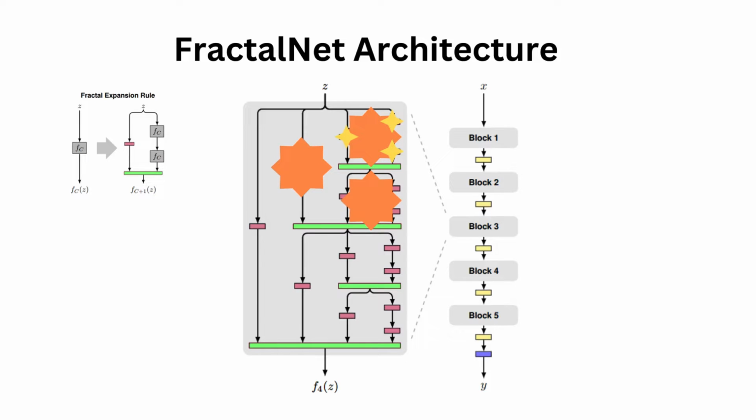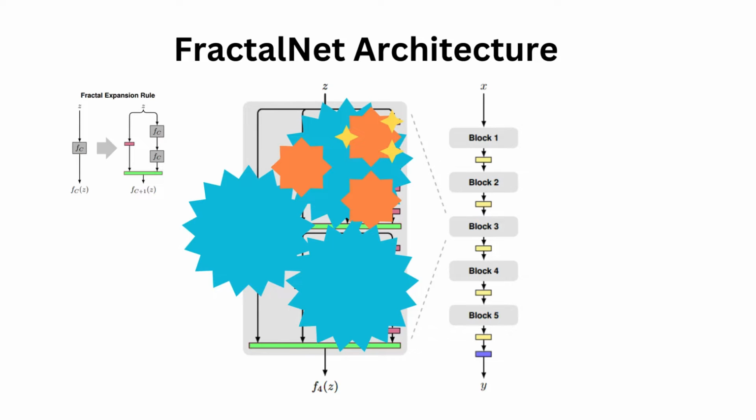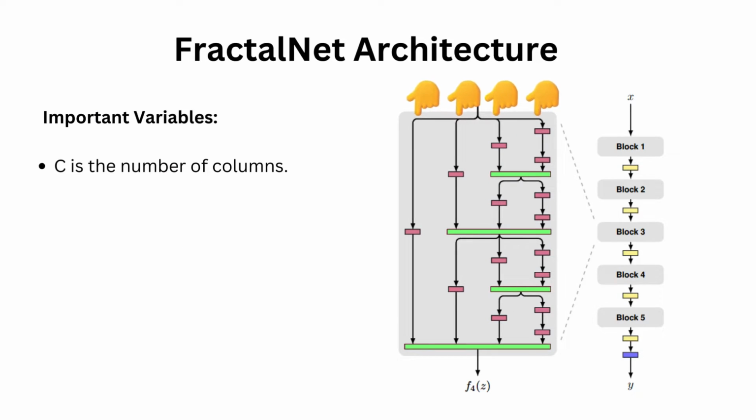Now that we create a 3-path, we join them together again with a mean operation. Finally, that big orange blob is creating another convolution element on the new path and chaining itself twice. This effectively creates 4 paths that are joined together at the end. Every time this is repeated, it creates a new path. The important variable to keep in mind for the fractal is C, which is the number of columns. Here in this example, it's 4.